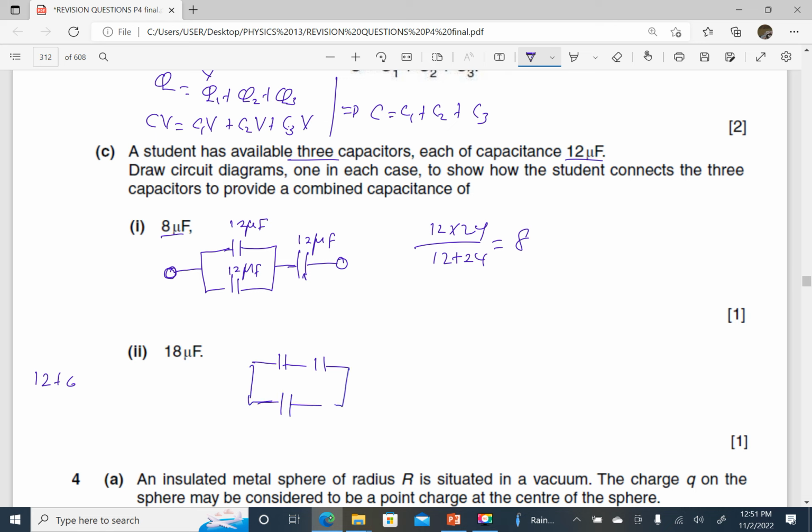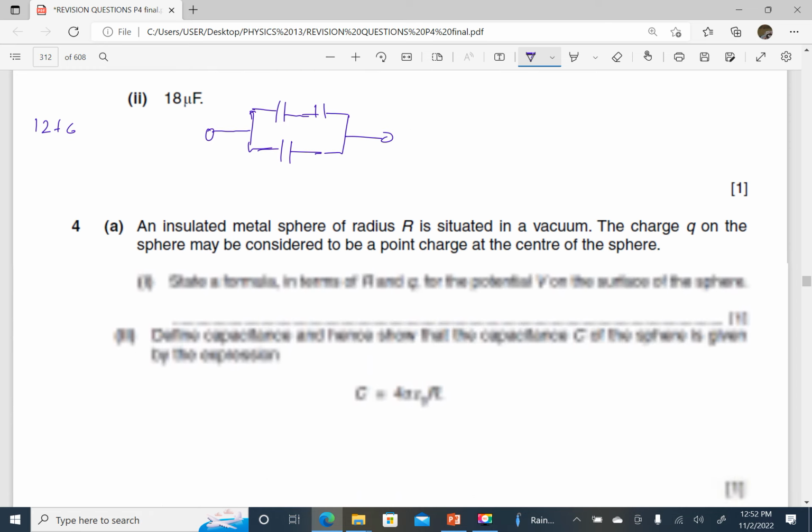So that is 2 in series, but again in parallel with 1. That will give us the total capacitance of 18. Okay, so those are the circuits that you would be drawing.